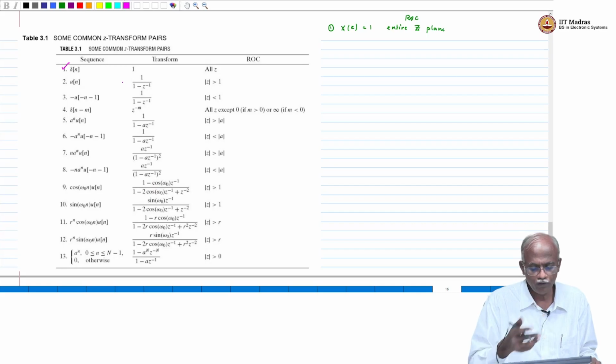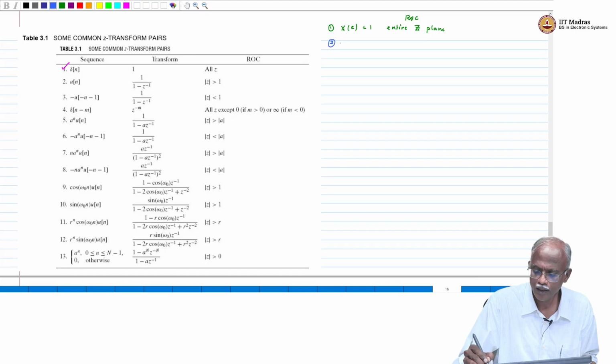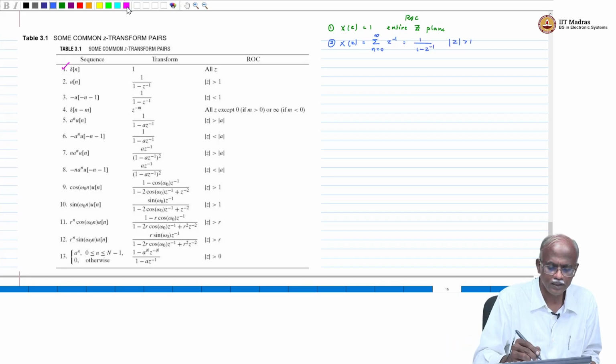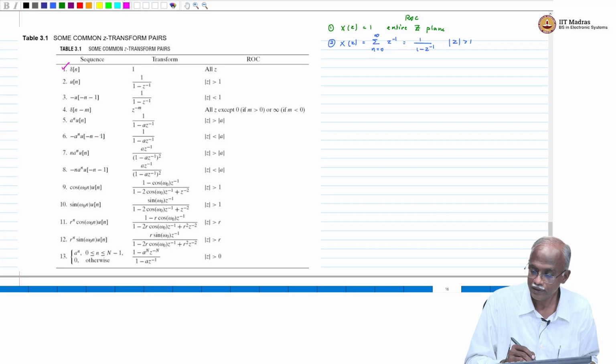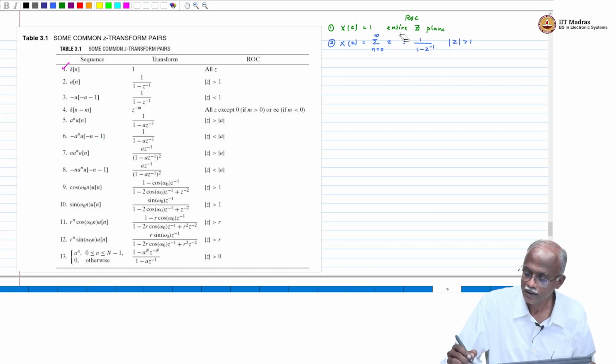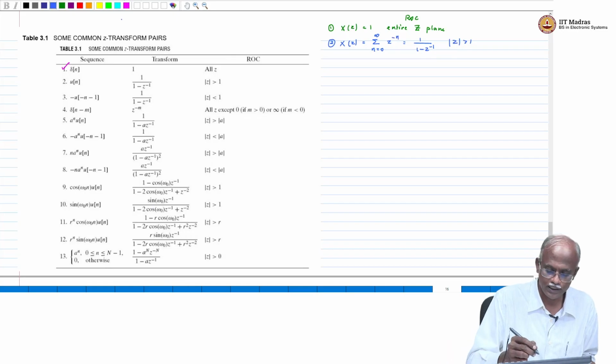Second one, u of n, we have just now computed. Let us just quickly write that down. X of z equals summation n equal to 0 through infinity of z raised to minus n. So this will be 1 over 1 minus z inverse, mod z greater than 1.